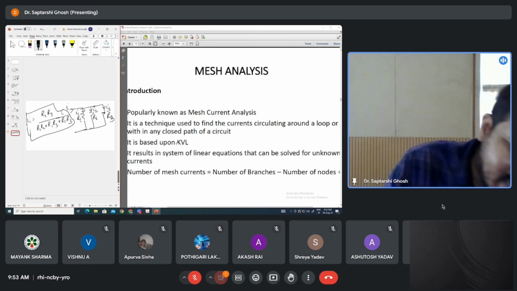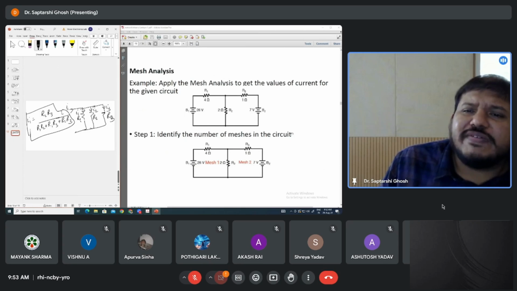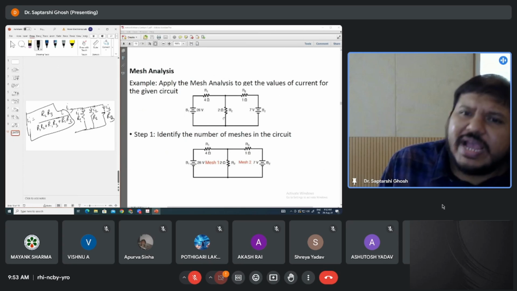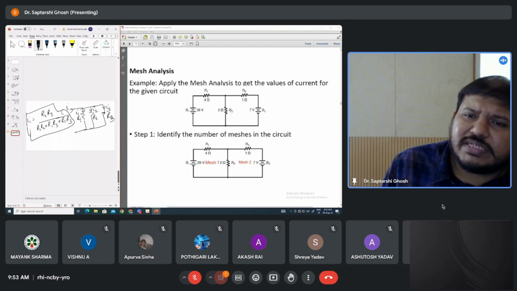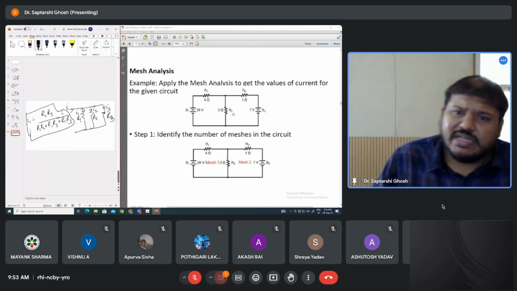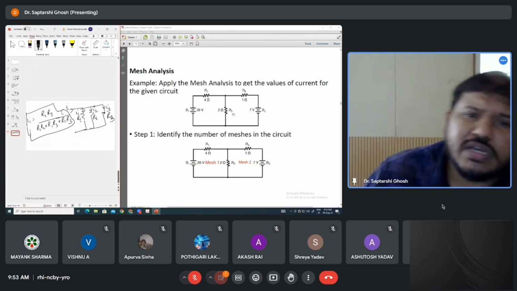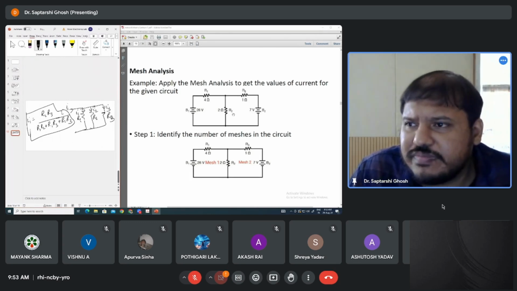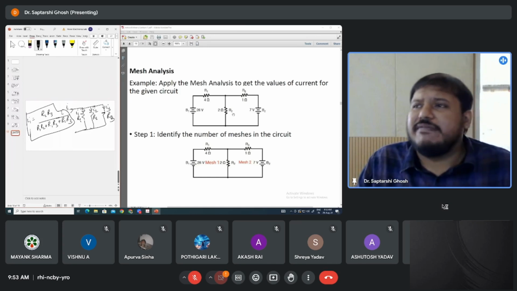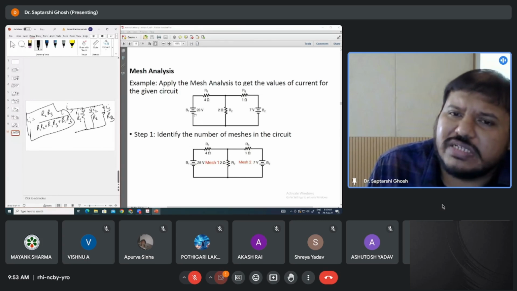So what is mesh analysis? If this kind of circuit is given to you, and you are asked to find how much current is flowing through this loop or this mesh, or what is the current flowing through R2, this kind of question where you have to find the current flowing through a particular loop or a mesh, then you have to use mesh analysis. It is based on the concept of KVL. A loop is there, so you have to use KVL across this mesh.